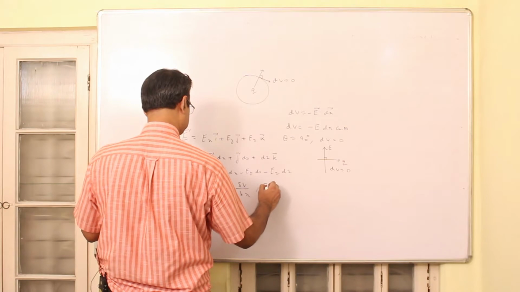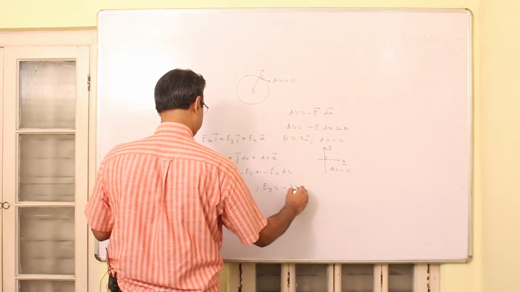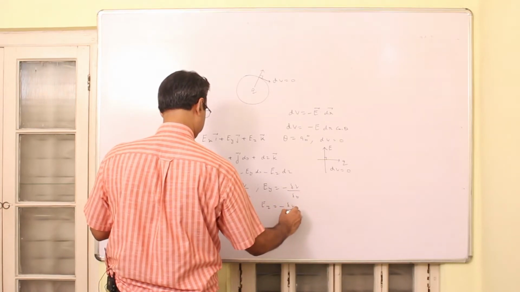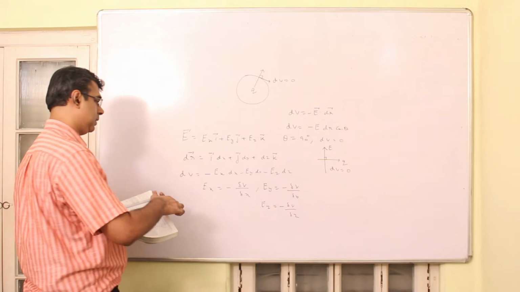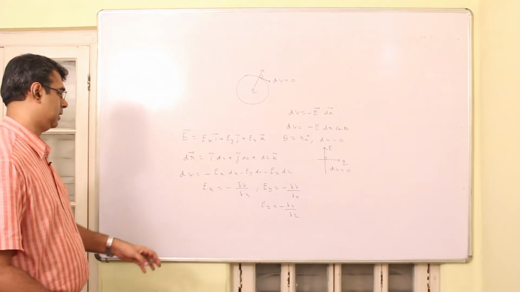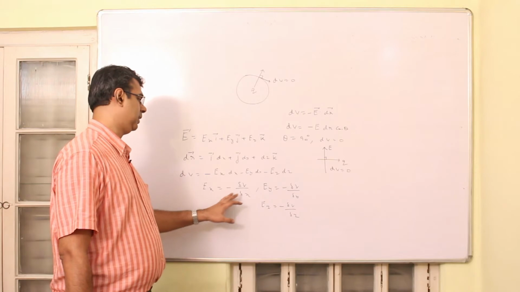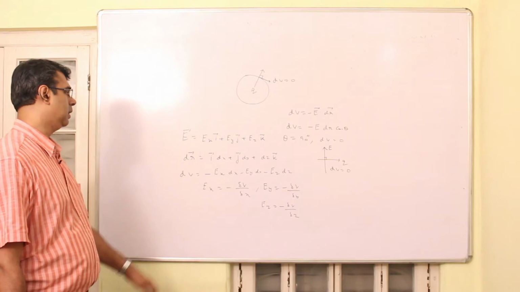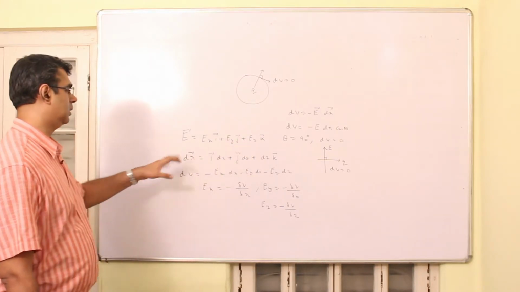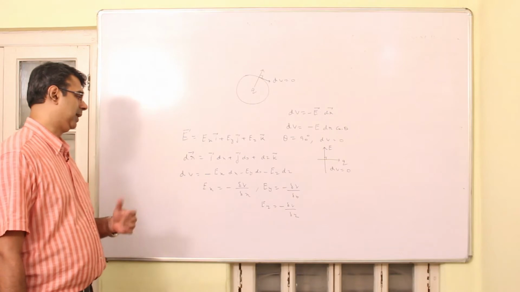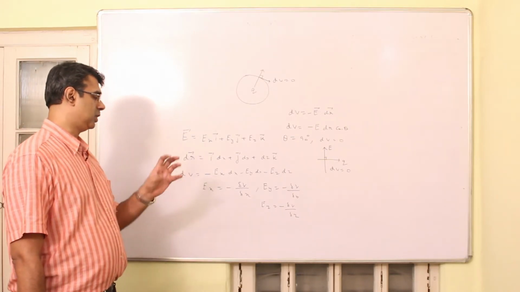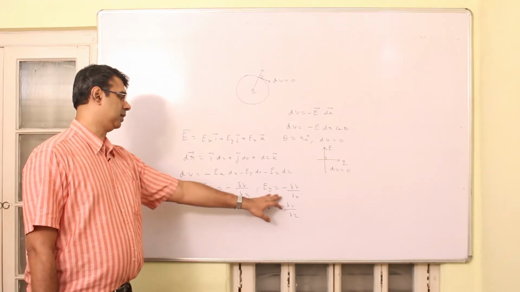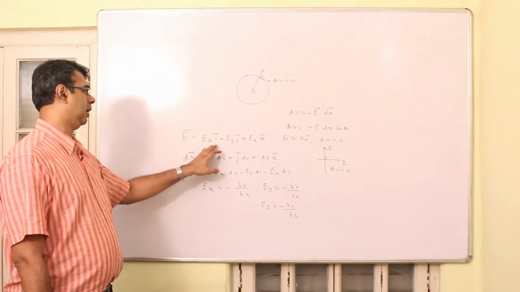Similarly, Ey will be minus del V by del y, and Ez will be minus del V by del z. So we are able to now find Ex, Ey and Ez. Once we know the values of Ex, Ey and Ez, we can put them over here to find the field. So the method of finding the field using the value of potential is through partial derivatives, and these are the results which you need to use and then apply over here.